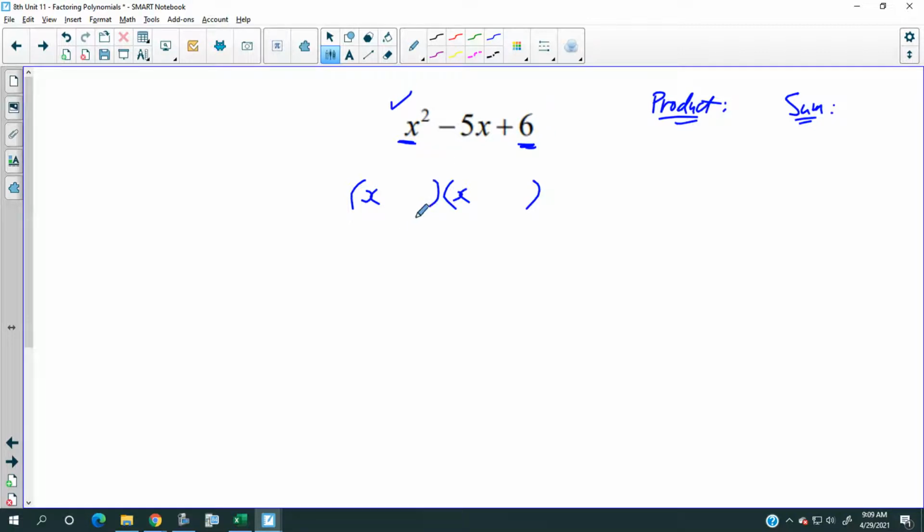Because if you do FOIL, let me use a magic marker. If I do FOIL, remember last? The last is what gives you the 6 here, and we have to multiply.